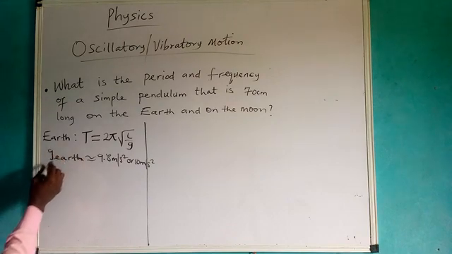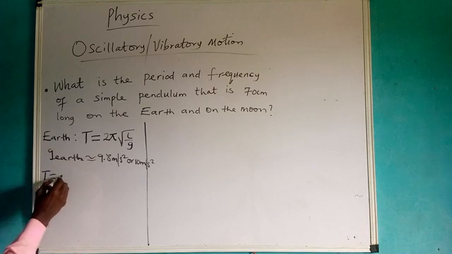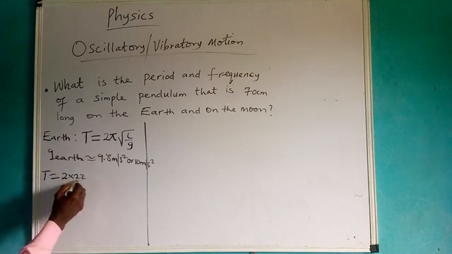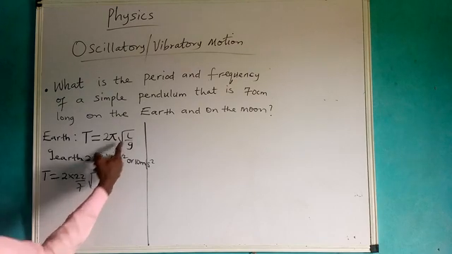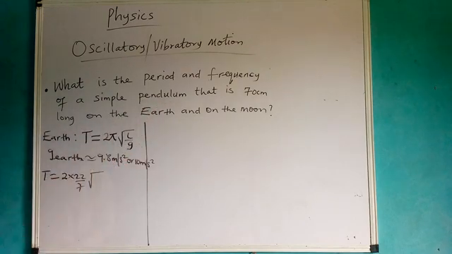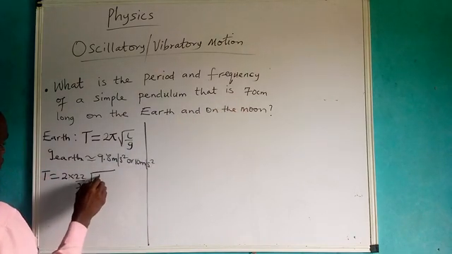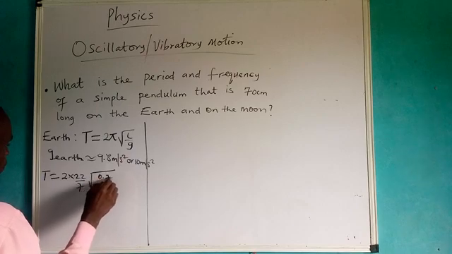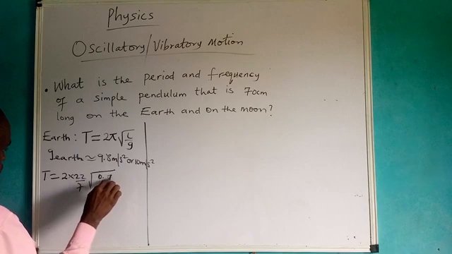Now, applying it here, we are going to have T equals 2 times 22 over 7, and we get the square root. We don't work with the length of the pendulum in cm. We were given 70 cm, and we need to convert it. Therefore, it becomes 0.70. Please, I believe you know how to do the conversion.